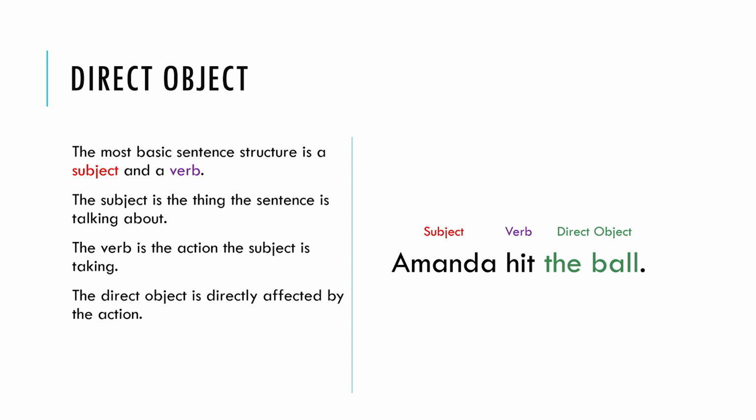So just to recap one more time. Amanda is the thing that we're talking about in the sentence, the main star of the sentence. That's the subject. Hit is the action that the subject is taking. And then we added the direct object. You don't always have to have a direct object in a sentence. In fact, a lot of times you don't. But if there is something that is being directly affected by the verb, we're going to call that the direct object.